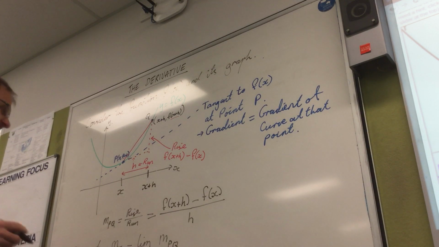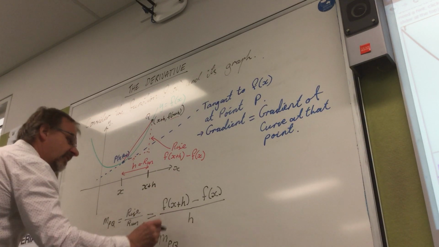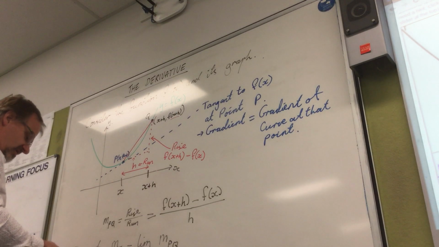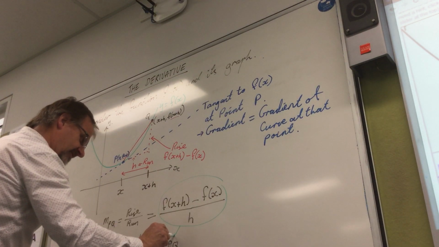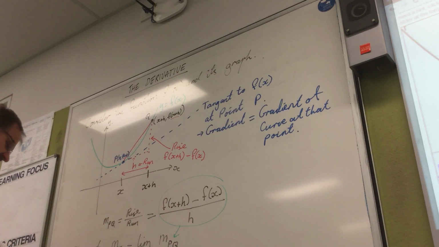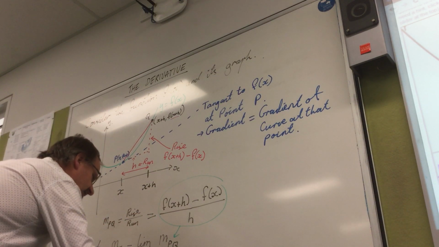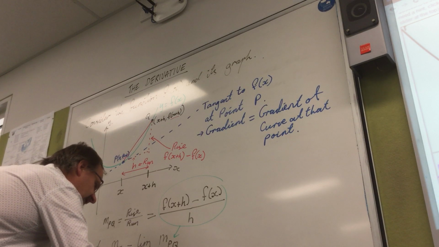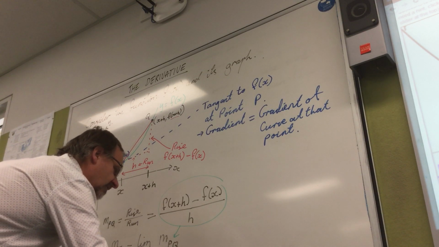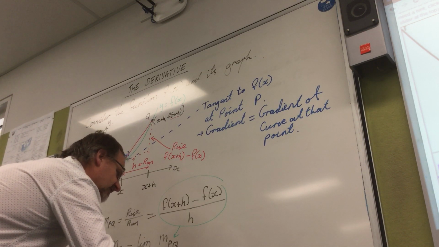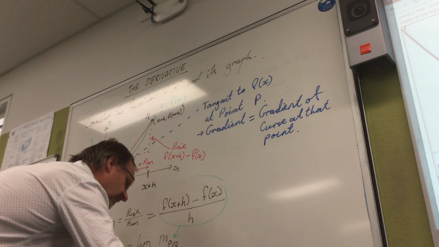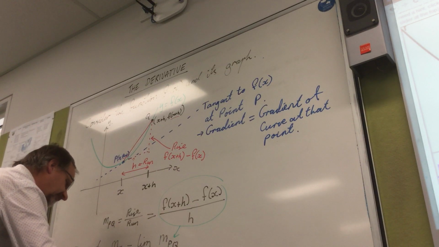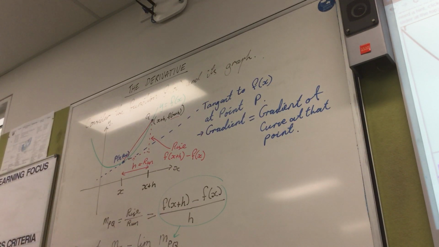All right, so if we put the gradient of P to Q, which is this bit, in there, then we get the gradient of the tangent is the limit as h tends to 0 of f of x plus h minus f of x all over h.